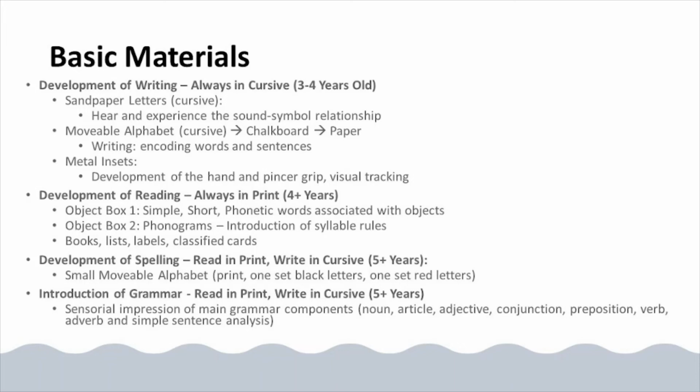We do sandpaper letters and we use them. We use the cursive sandpaper letters. And the child hears and experiences the sound symbol relationship through the sandpaper letters. And then we move on to the movable alphabet. And in the movable alphabet, there are wooden letters in a big box. So all the letters are in there and the consonants are pink and the vowels are blue. Sometimes it gets switched though, depending on who you buy it from. It's not always the case. And we have those in cursive and the child builds words through those wooden letters. And then the child starts working on the chalkboard.